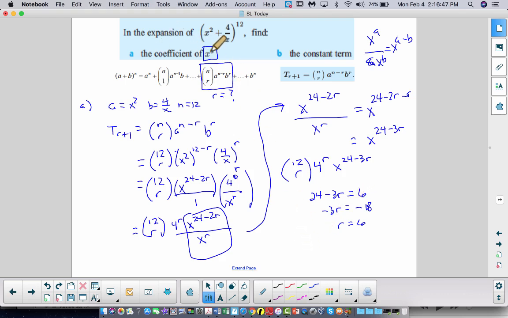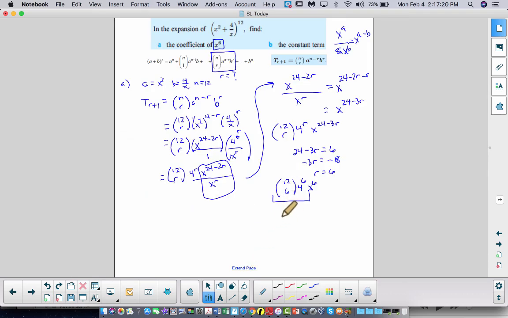So, the coefficient of x to the 6th. Let's fill all of this in and remember what coefficient means. Instead of 12 choose r, I now have 12 choose 6, replacing r with 6. I have 4 to the 6 times x to the 24 minus 3r. We already know that 24 minus 3r is 6, because that's exactly what I was looking for. So the coefficient is the number in front of x to the 6. So the coefficient is actually 12 choose 6, 4 to the 6th. All good. So that's my answer right there.